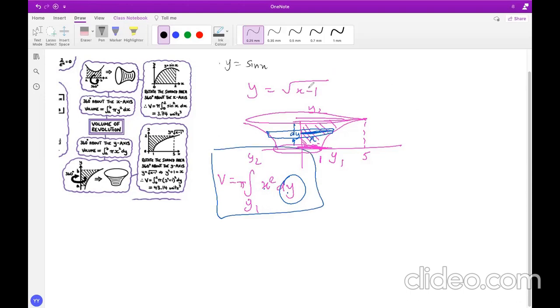Now for this question, to find the volume about the y-axis, you have to make x the subject of the formula first. So x minus 1 is y squared, so x is y squared plus 1. Now you have to find the limits for y as well. The lower limit is 0, we can see that clearly. But we still have to find this value. If I plug x as 5, root of 5 minus 1 is root of 4, which is nothing but 2. So the integration limits are from 0 to 2.